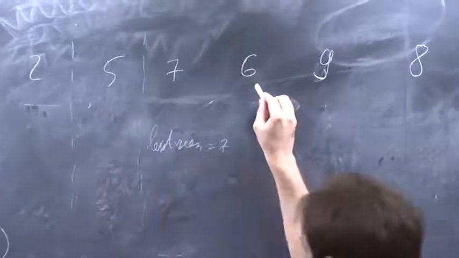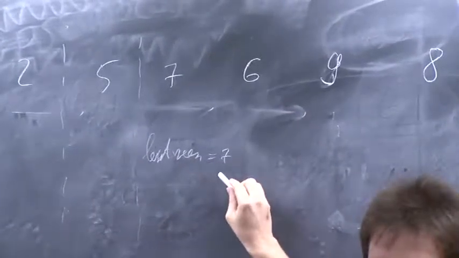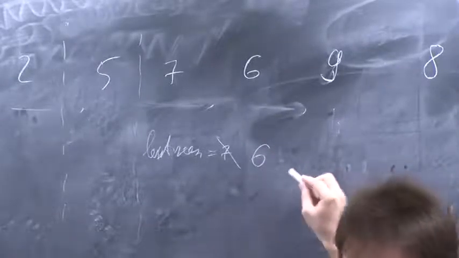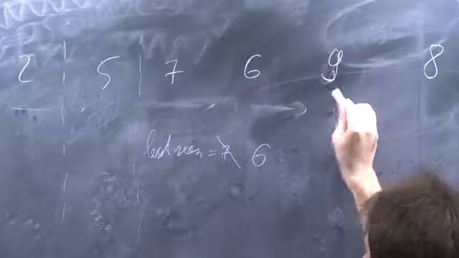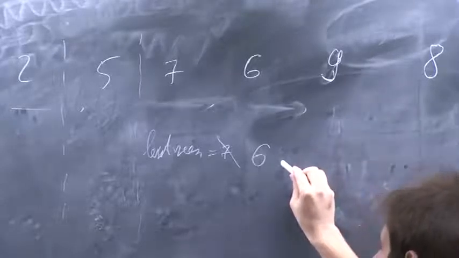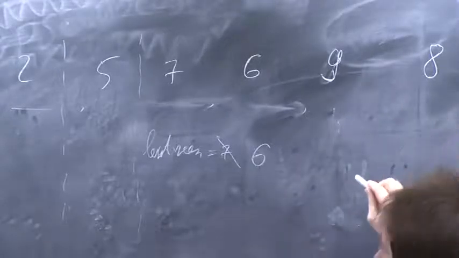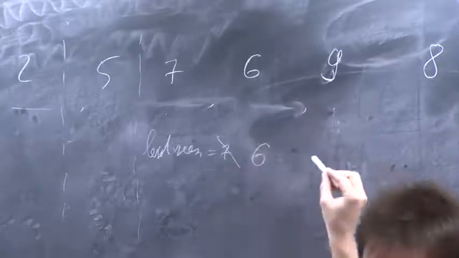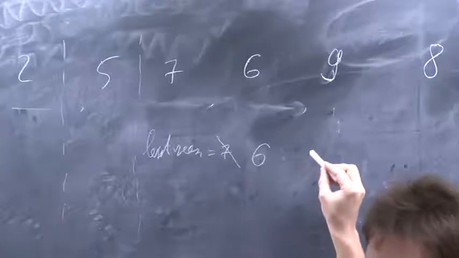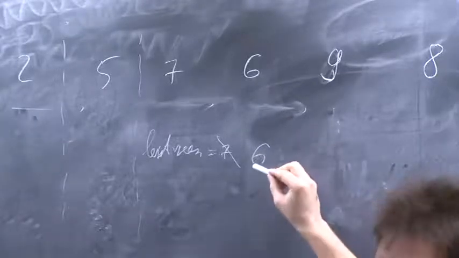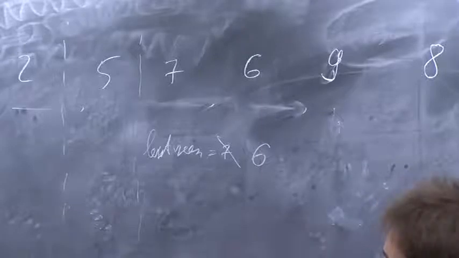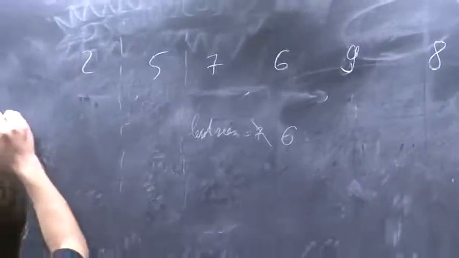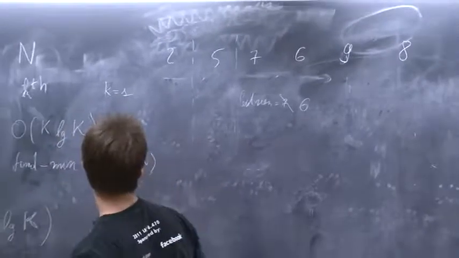Then when we go to 6, we see, is 6 better than best seen? If so, replace best seen with 6. If not, keep going. Then I get to 9. Is 9 better than best seen? Nope, keep going. Is 8 better than best seen? Nope, keep going. So I compare every element with the best seen, and whenever the element is better, I do a replacement. At the end, best seen will have the smallest element. So this algorithm works for k equals 1, which isn't very useful.